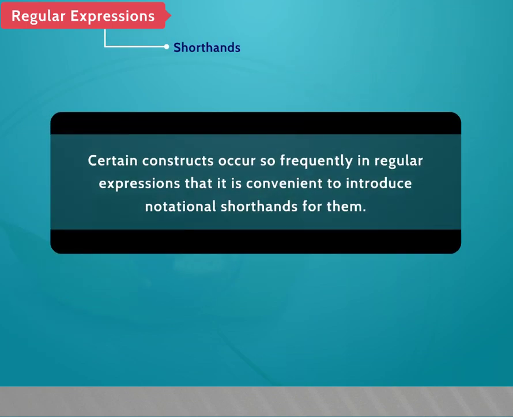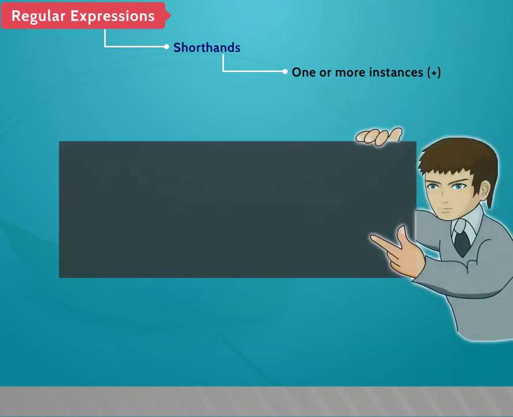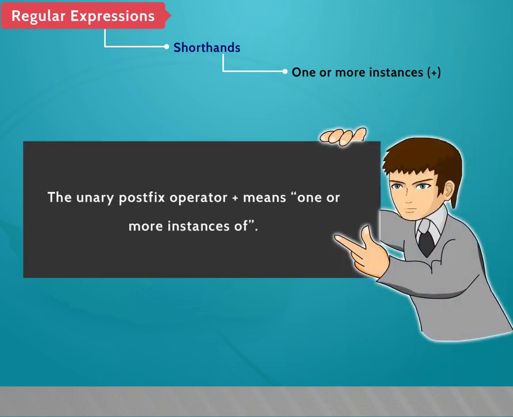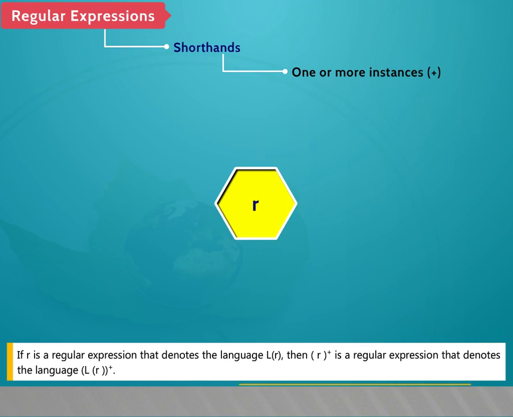Shorthands. Certain constructs occur so frequently in regular expressions that it is convenient to introduce notational shorthands for them. One or more instances, that is plus. The unary postfix operator plus means one or more instances of. If R is a regular expression that denotes the language L(R), then R+ is a regular expression that denotes the language (L(R))+.